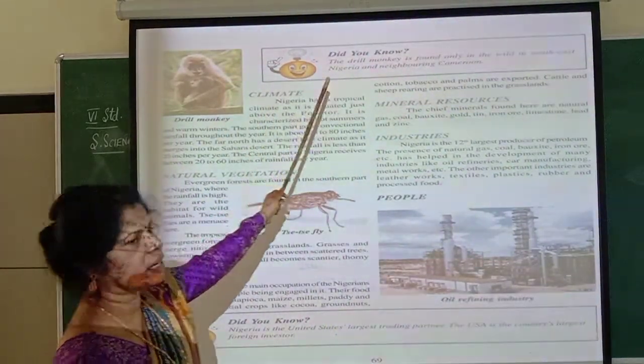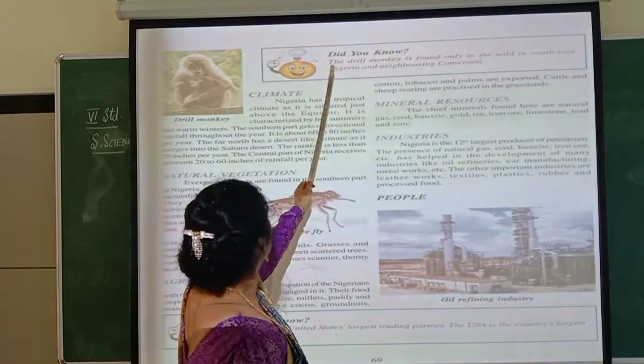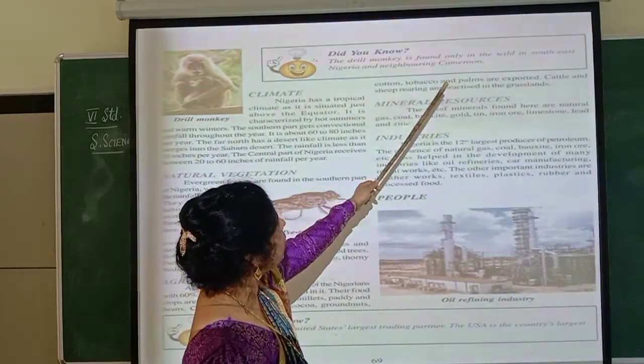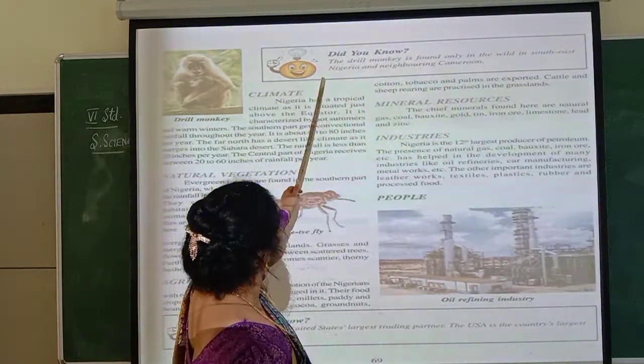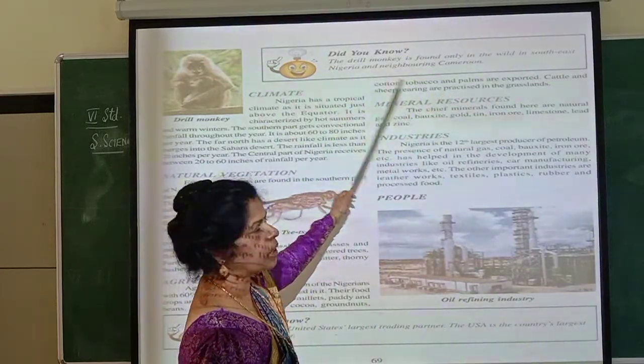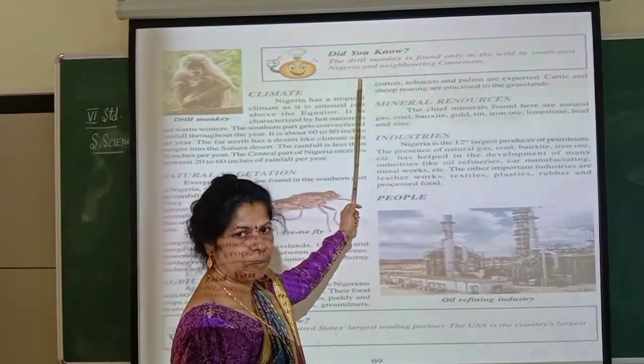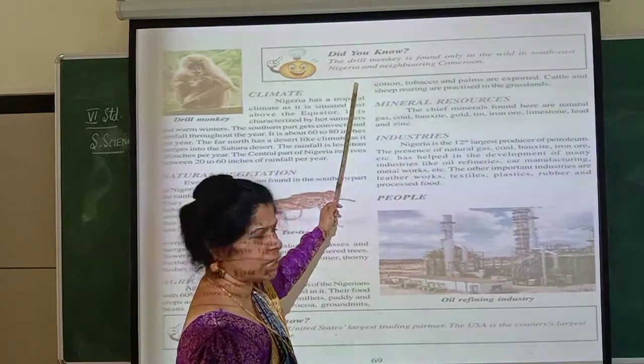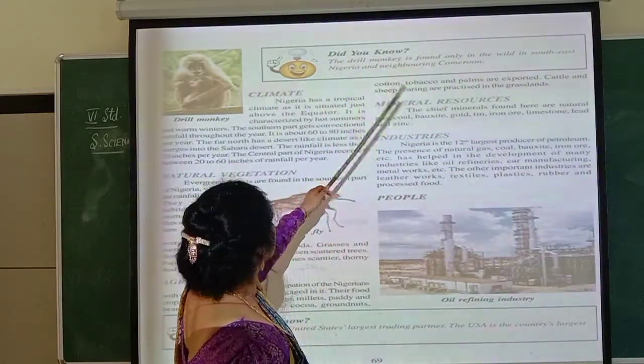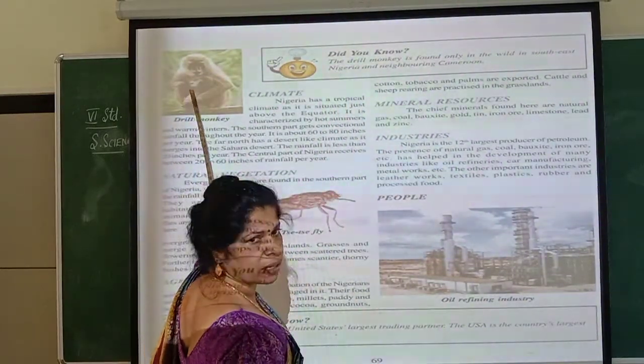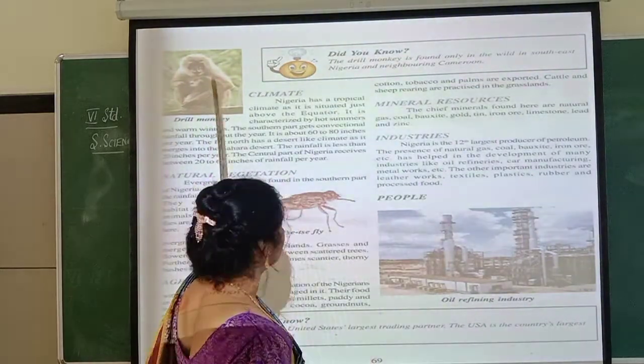Before that, here they have given here. Did you know the drill monkey is found only in the wild in southeast Nigeria and neighboring Cameroon? So already you have learned, I have seen that in the map, isn't it? Where is Cameroon? No, it is in the east part. So you can see that. So there is a monkey called the drill monkey. You can see here. The figure is given here.